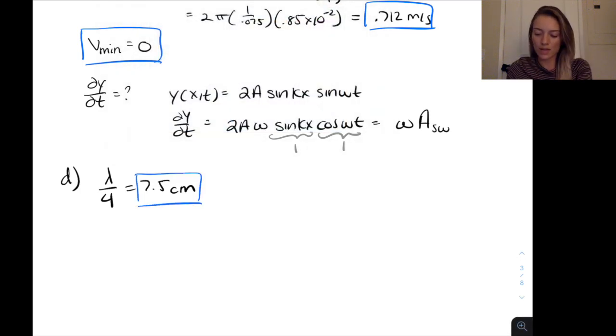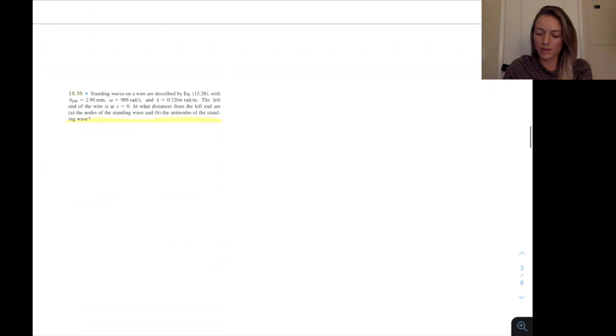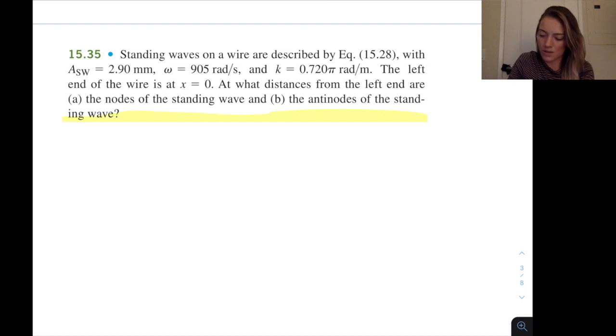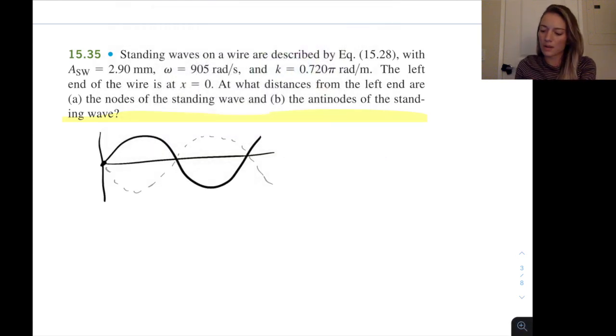All right, now let's do another example problem with standing waves. So we have standing waves on a wire described by an equation, that's just the equation for a standing wave, with the standing wave amplitude given by this. We have omega, we have k. The left end of the wire is at x equals 0, so that means our wave is down here and is going like that. And we want to know what distances from the left end, from this x equals 0 end, are the nodes of the standing wave and the antinodes of the standing wave.